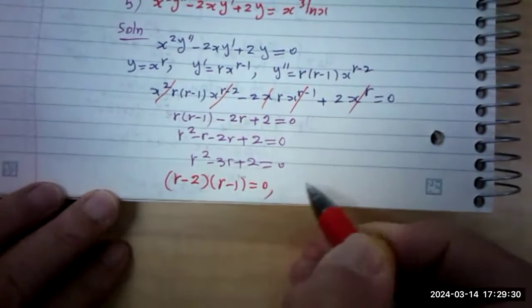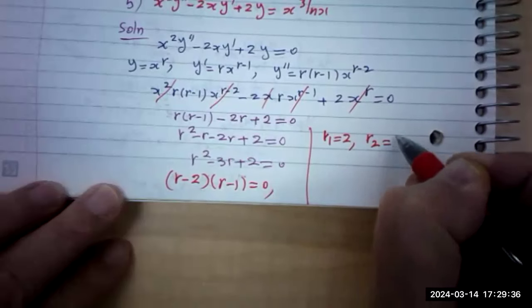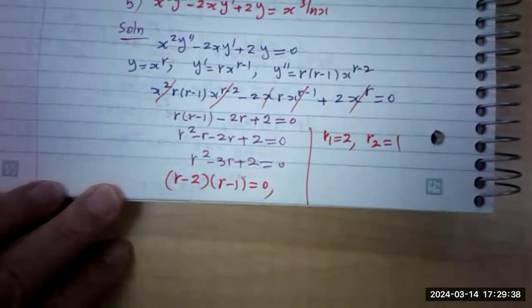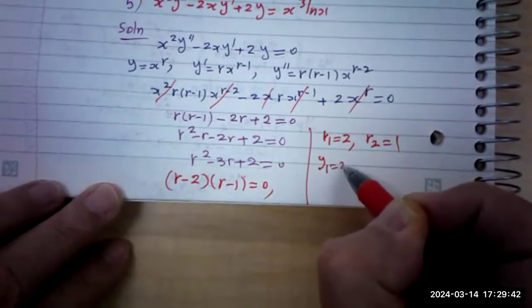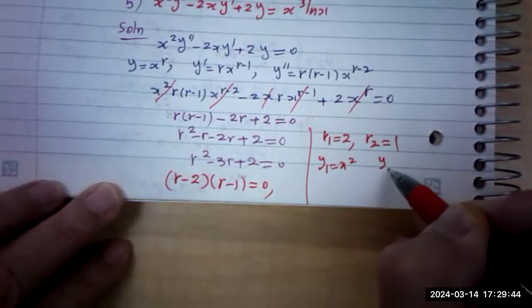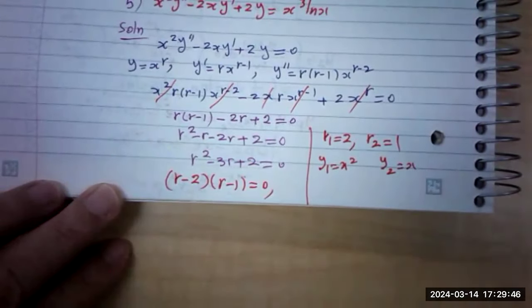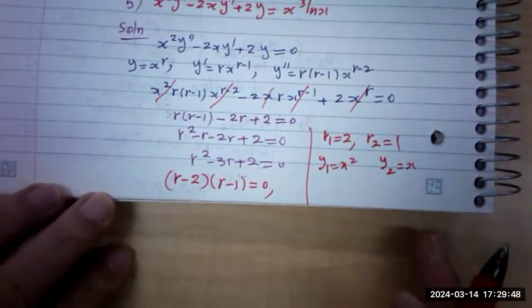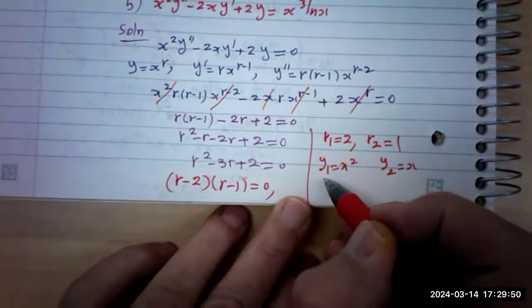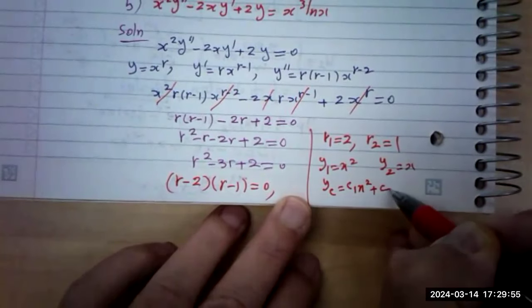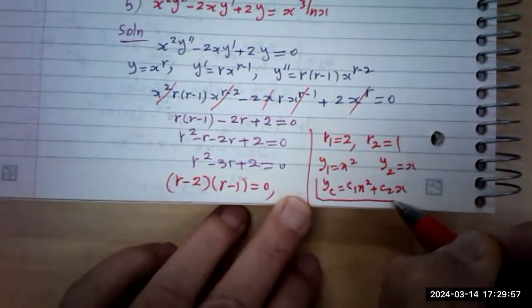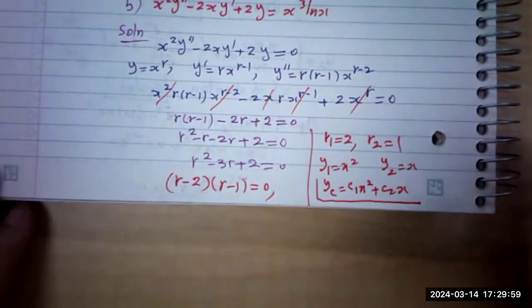So we have two solutions: r1 equal to 2, r2 equal to 1. The corresponding solutions are y1 equals x squared, and y2 is just x. And the yc for this one is c1 x squared plus c2 x. This is the first part.